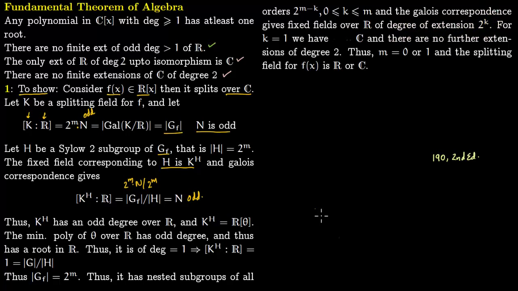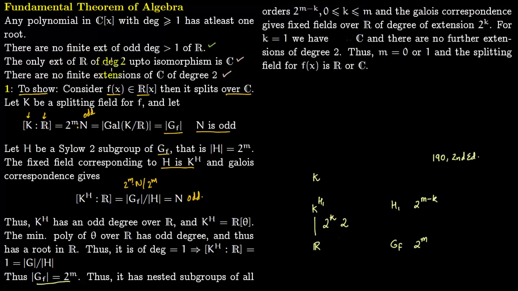So we have our big field K here, the real numbers are here, and corresponding to the real numbers we have our Galois group, and you have some subgroup here, say H1, and the corresponding field K^H1. So this has order 2^(m-k), and this has order 2^m, as we have seen before. So the degree of extension is 2^m divided by 2^(m-k), which is 2^k. So for k equals 1, the degree of extension is just 2.